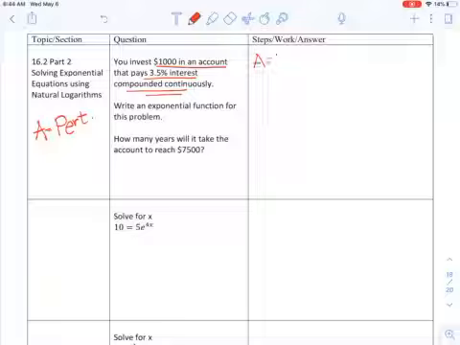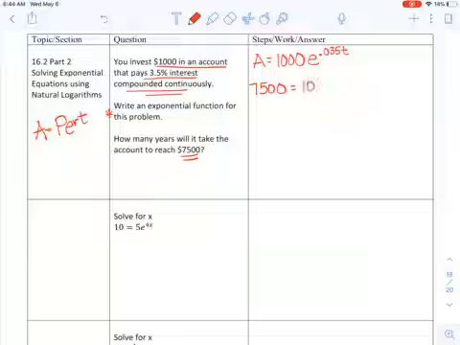Well, I'm looking for A. I start with $1,000. That's my principal amount, my P. E is just a number that's part of the formula. My rate is 3.5% interest, but that's going to be 0.035. And then my T is time, and I don't know time yet. And so then that's my exponential function. And then how many years will it take for the account to reach $7,500? So when will my amount be $7,500?